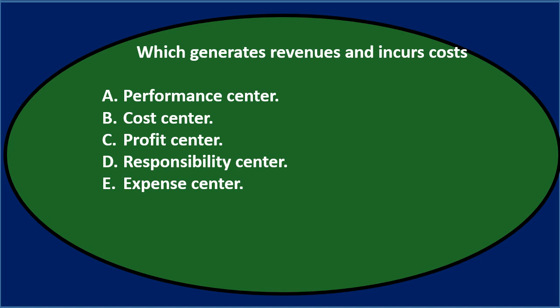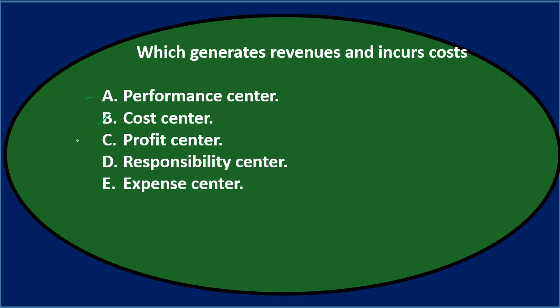We're going to go through this again using the process of elimination. Which generates revenues and incurs costs? A, we have a performance center. That sounds like it could be reasonable. I'll keep that for now. B says a cost center. Now the cost center you would think would have costs, but possibly not revenues. I'm going to say possibly not B.